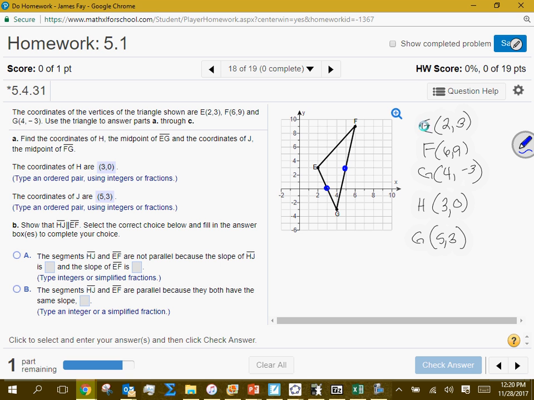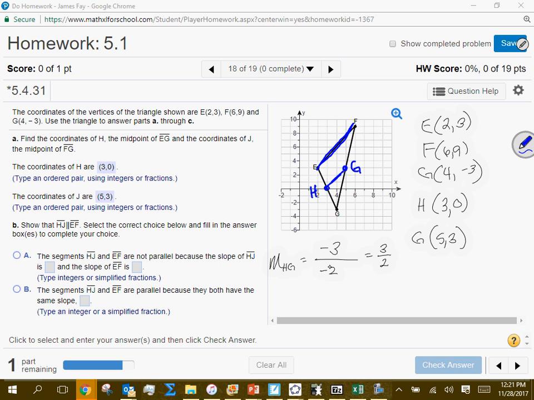Next thing they want to know is, are these two segments, the one that you just defined the endpoints for, and EF, are they in fact parallel? Okay, so here's where we need to use slope. This is H, and that point there was G. So I'll find the slope of H to G. Slope of H to G is going to be, subtract your y values, so 0 minus 3. It'll be negative 3 up top. And then subtract my x values. So 3 minus 5 gives me negative 2. So that gives me 3 over 2.